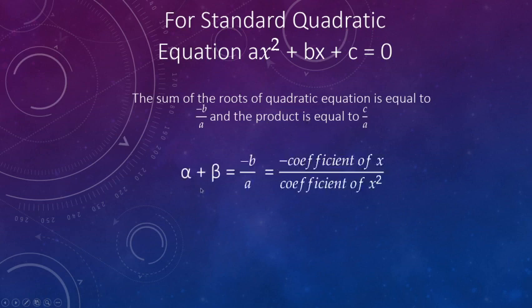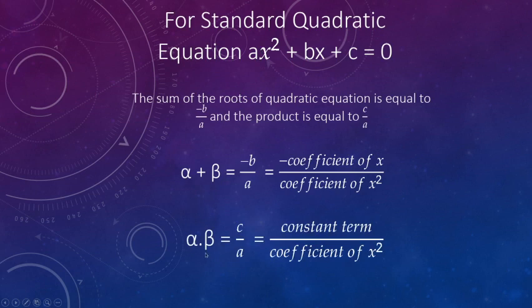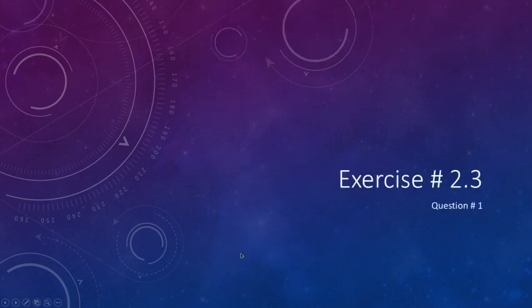It means if alpha and beta are the two roots of the quadratic equation, then sum of roots, alpha plus beta, will be equal to minus b over a, means minus into coefficient of x divided by coefficient of x square, and alpha beta, that is the product of roots, is equal to c over a, where c is the constant term, divided by coefficient of x square. So alpha plus beta is equal to minus b over a and alpha beta is equal to c over a.